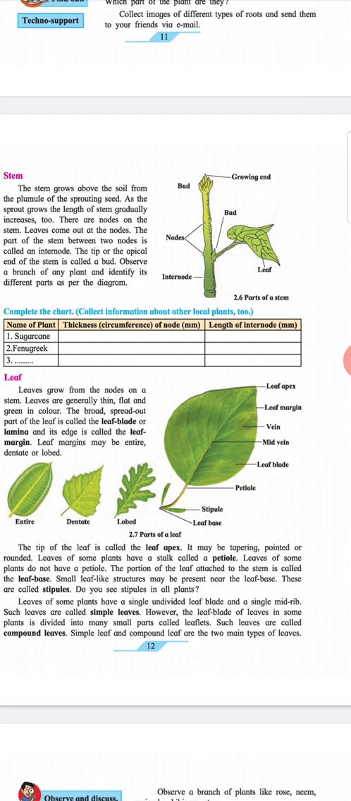Observe a branch of any plant and identify its different parts as per the diagram. Complete the chart. (Collect information about other local plants too.) Headings of the table: Name of the plant; Thickness (circumference) of node (millimeter); and length of the internode (millimeter). Under the name of the plant we have 1. Fenugreek, 2. Sugarcane, and 3. blank.